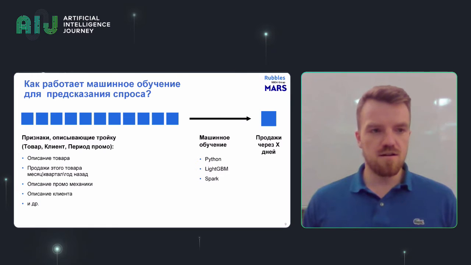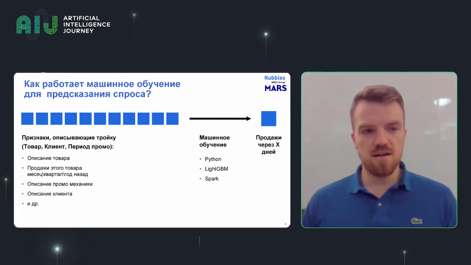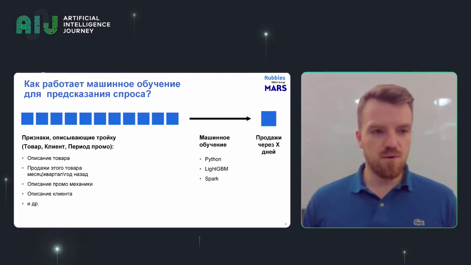The way our machine learning works is that we first need to create objects that the model will train on. In our case, these are SKUs, clients, and promo periods. During the period of the promo, a particular SKU is being promoted in the stores of a particular client. Next, we populate the attributes such as product description, promo mechanics, promo sales, client descriptions, and other attributes we can mine from our data.